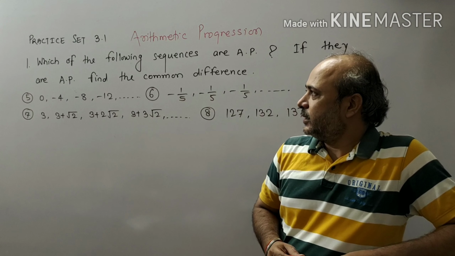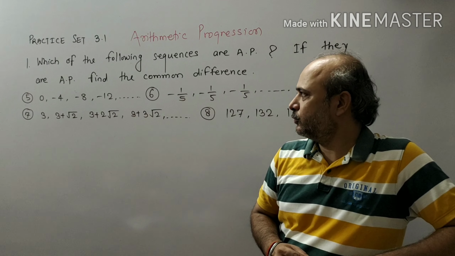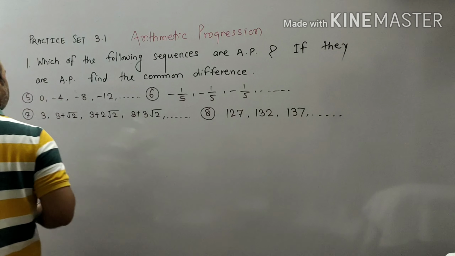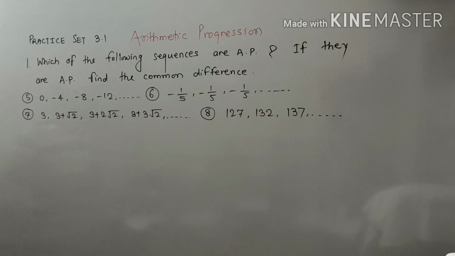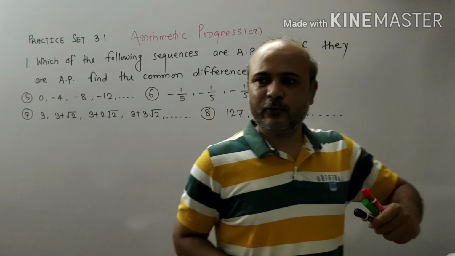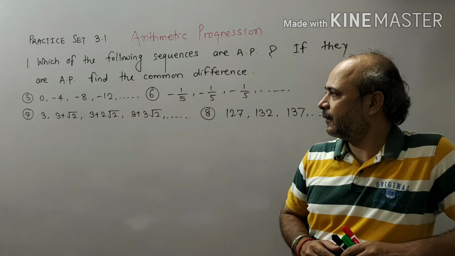Student, today we are going to study arithmetic progression and practice set 3.1. In practice set 3.1, question number 1 is: which of the following sequences are AP? If they are AP, find the common difference. The first 4 questions we have already studied in our first videos.